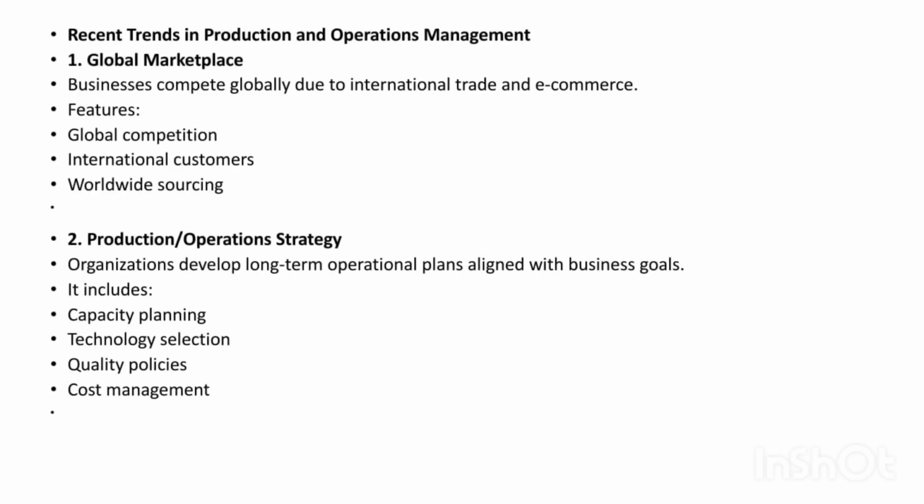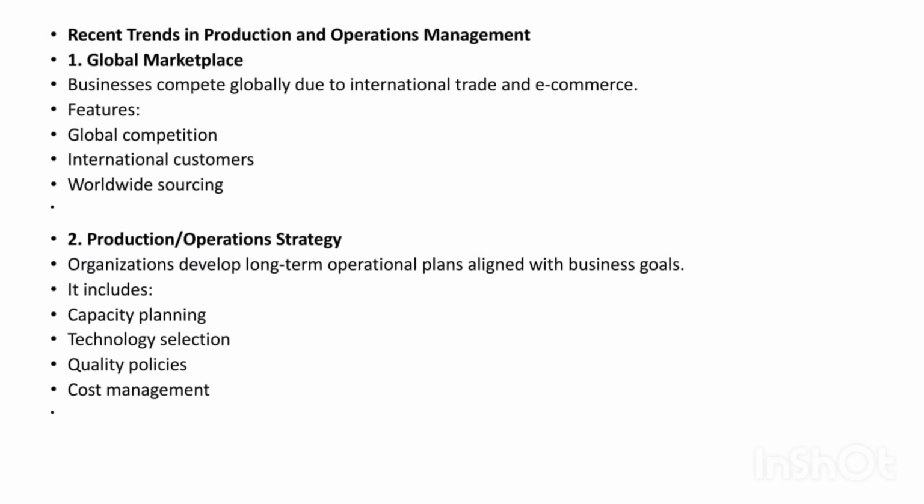Now let's move on to the last topic, that is recent trends in production and operations management. First one is global marketplace. Businesses compete globally due to international trade and e-commerce. The main features include global competition, international customers, and worldwide outsourcing. The operations management impact is that you are no longer competing with a local bakery, you compete with Amazon or Alibaba. The key point is that the operations management scope is now global and not local.